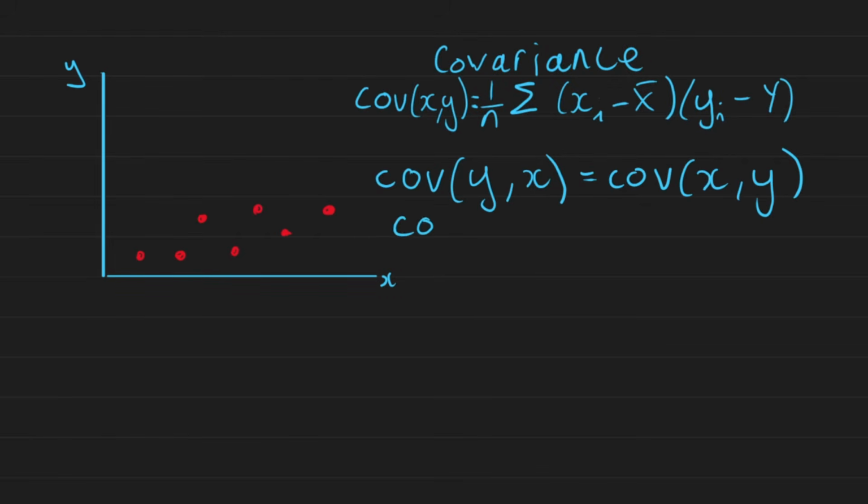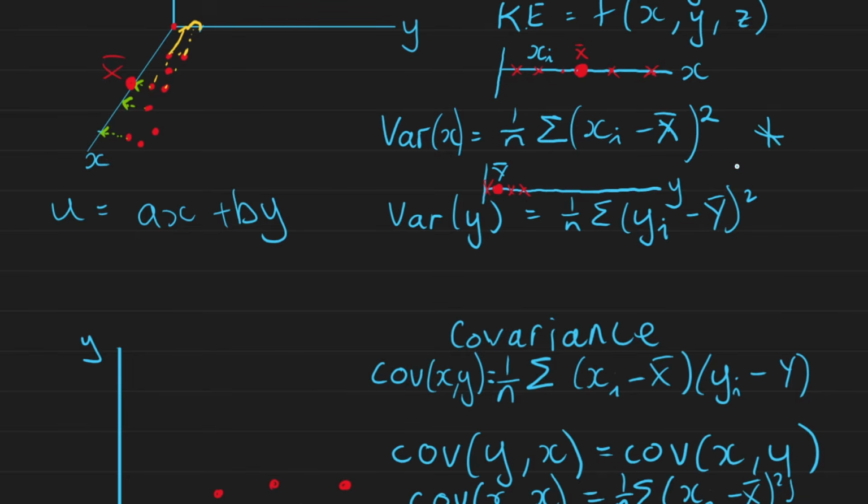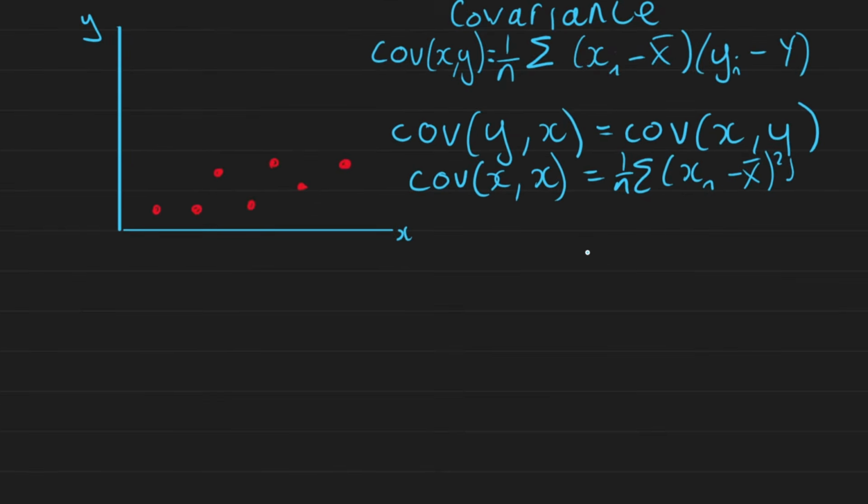Another point is that if we find the covariance between a variable with itself, for example, now we take x minus x bar and multiply it by x minus x bar, and we sum it up and divide by the number of data points, we can see that we're just going to get x minus x bar squared. Which is actually the variance in the direction of x. If we go back up, we can see that this is the formula for variance. So this is just the variance in the x direction.